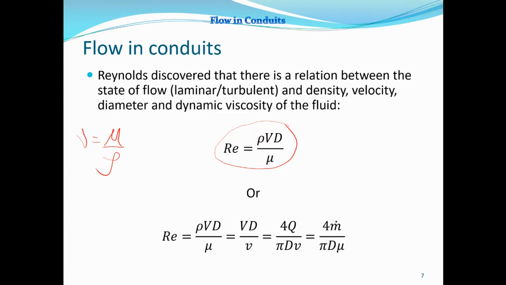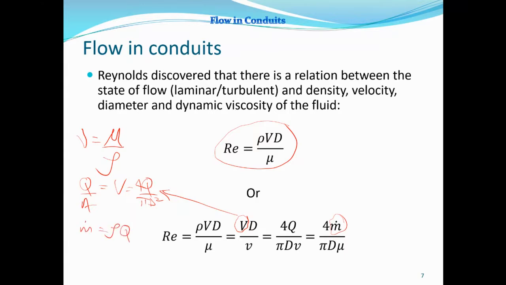Okay, and from here, if you replace V with Q over A, as V is Q over A. Okay, and for a pipe, the area is pi d squared over 4. So this is 4Q over pi d squared. And then when you substitute V as 4Q over pi d squared, you will end up with 4Q over pi d nu. Okay, and then again, this is in terms of the mass flow rate. Okay, you know the mass flow rate, which we did before, is rho Q.